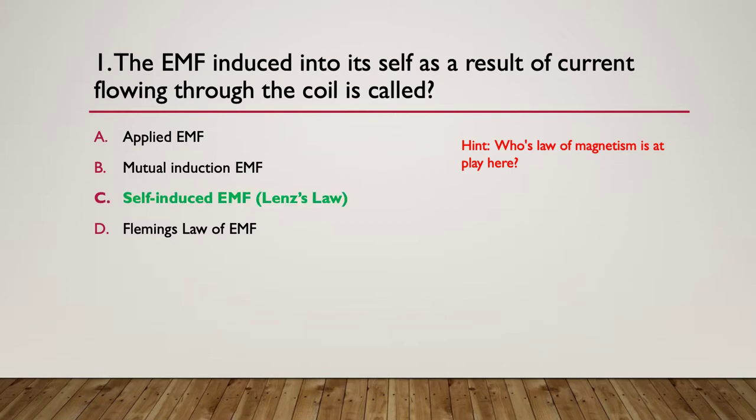Okay, the answer is self-induced EMF and it's Lenz's law. It's not Fleming's law. Fleming's law has to do with motors and generators. So this is Lenz's law, self-induced EMF. And it's Lenz's law because Lenz's law says that any self-induced EMF is opposed, or is in the opposite direction, to the current that established that particular magnetic field and EMF.